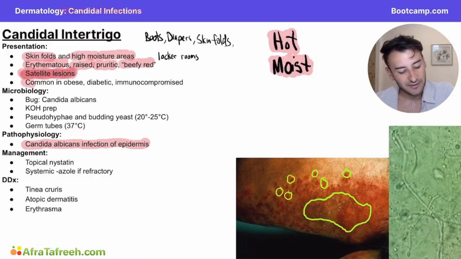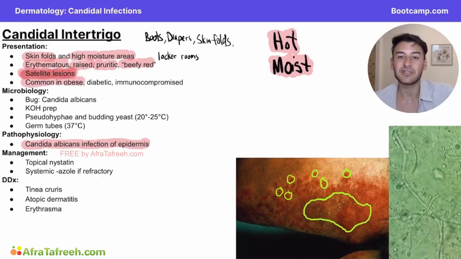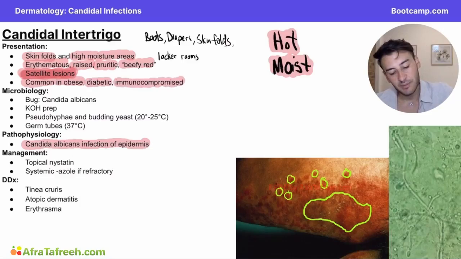And we talked about how it's going to be more common in our obese patients or patients with overlapping skin folds. And then we also have it being more common in diabetic and immunocompromised patients.